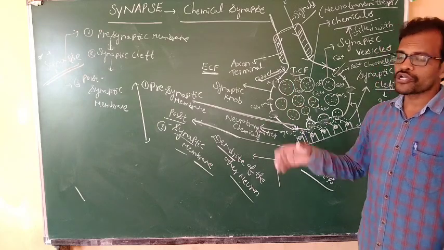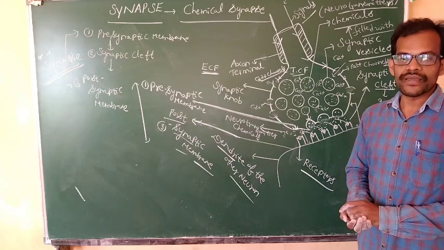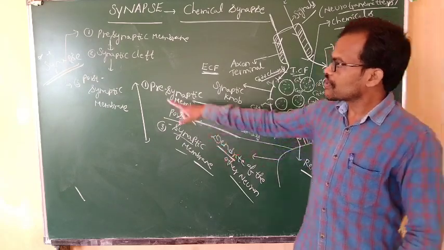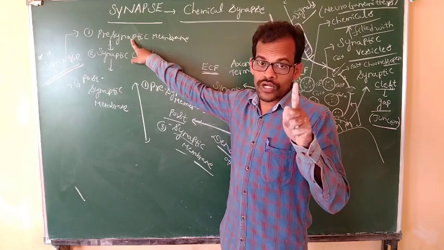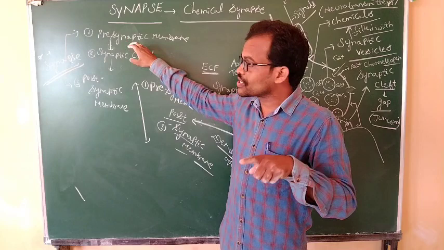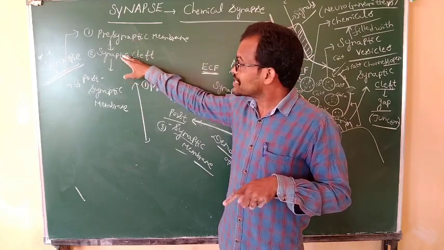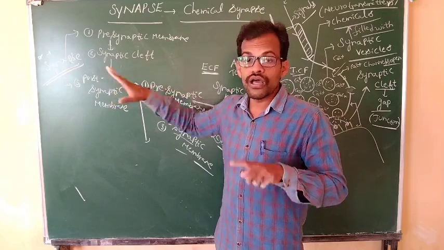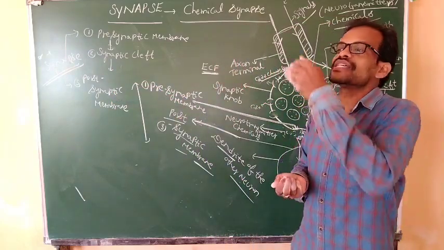This is according to the chemical synapse. Chemical synapse means what is a junction? The presynaptic membrane is the axon terminal of one neuron. This neuron releases the acetylcholine chemicals. These chemicals enter into the synaptic cleft. These chemicals again pass to the receptors of the postsynaptic membrane. They will receive the message from the other neurons.